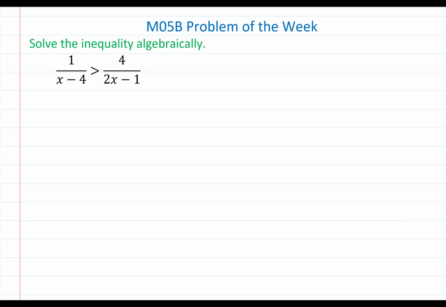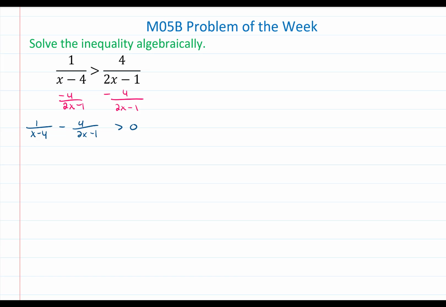So let's start with moving one of the fractions over to the other side so that we can compare it to 0. Anytime I'm solving these algebraically, that is my step. If I don't have 0 on the other side of the inequality, I'm going to move the terms over so that they're all on the same side. So I'm going to subtract 4 over 2x minus 1 from both sides. And what I get is 1 over x minus 4 minus 4 over 2x minus 1, which is greater than 0. So now I'm comparing the left side to 0.